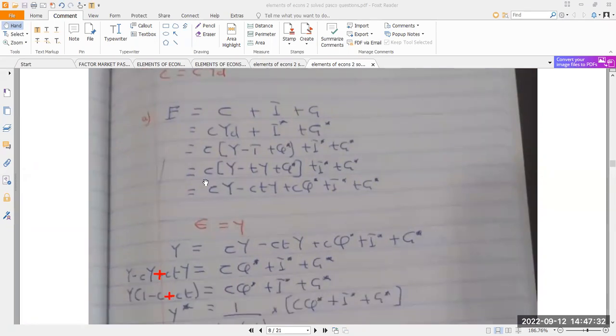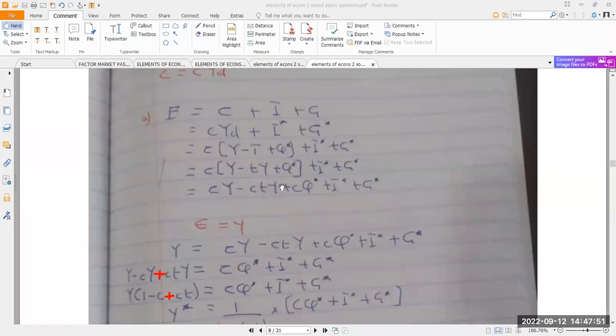So C, the consumption function, has been expanded as C(Y - TY) plus C0. Then we have investment and then government spending. So this is the A part. This is the aggregate expenditure function. Okay, this is the A part.